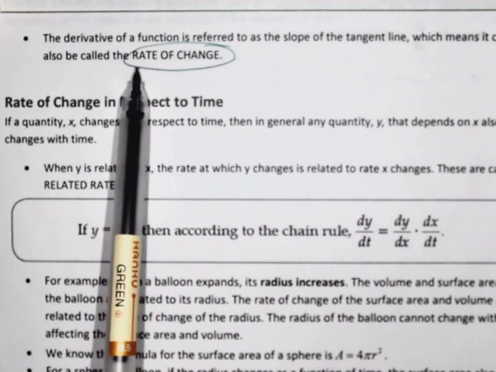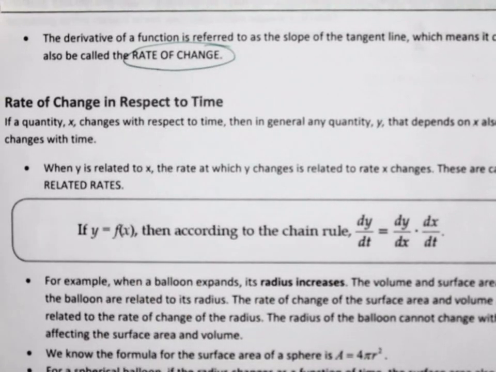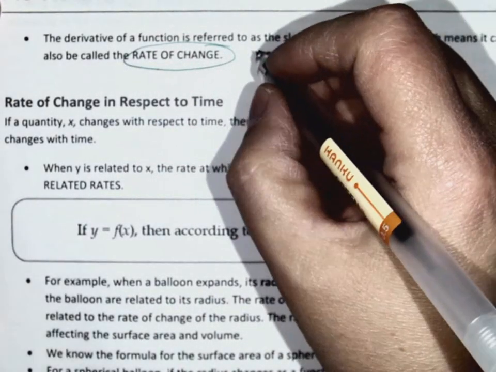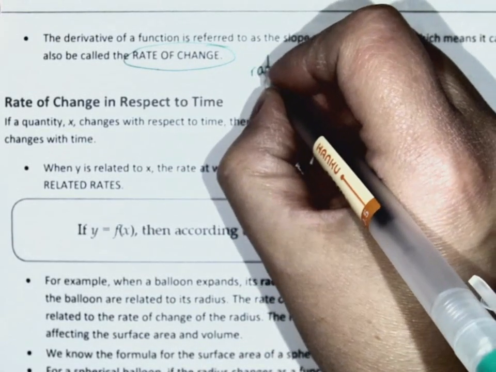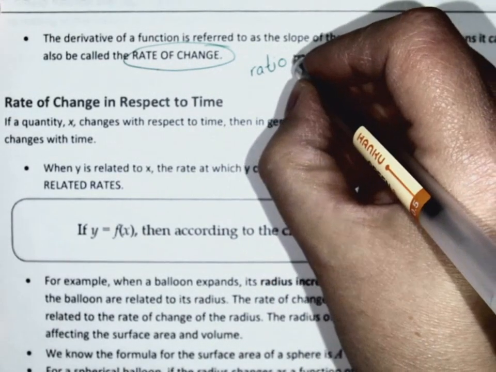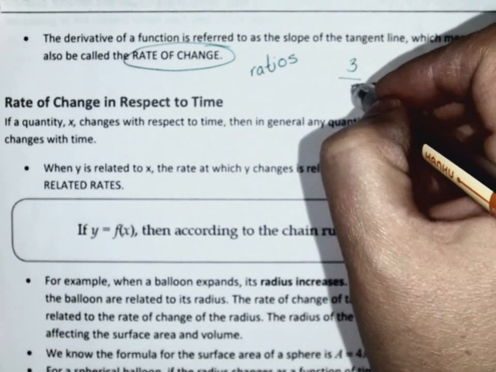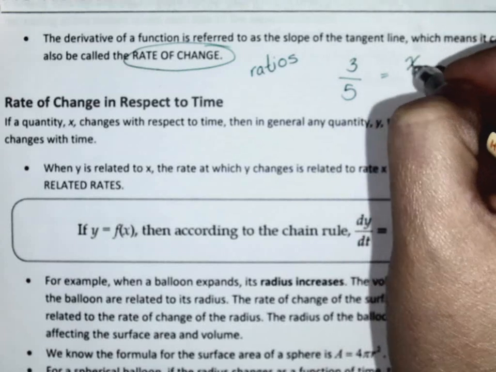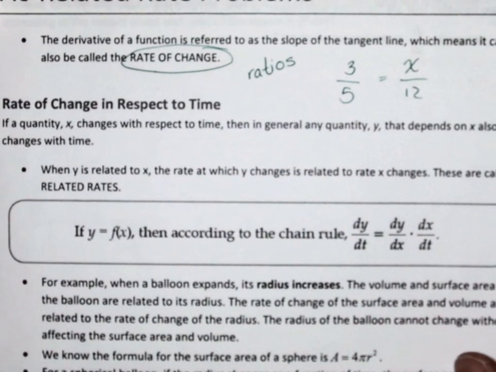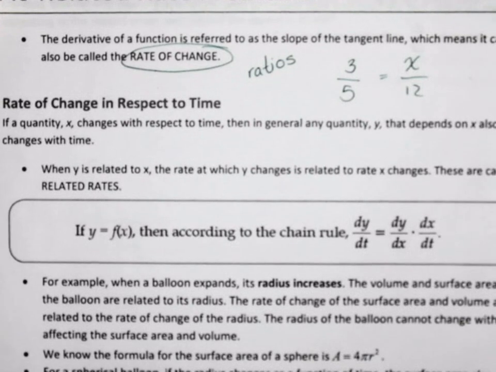Rate of change. So everything can be related as rates, and we're usually going to use ratios. When I talk about ratios, I'm really talking about it as a fraction question, like 3/5 equals x over 12.